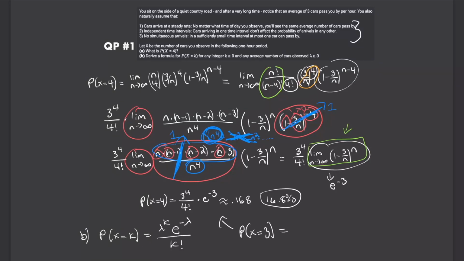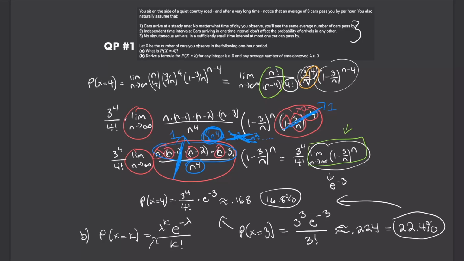So let's plug everything into this equation right here. My lambda is 3. My k in this case is also 3. I have e to the power of -3, and then I divide that by 3 factorial. And when I plug that into a calculator, I get roughly 0.224. So that's going to be about 22.4%. So you can see that it is higher than over here, which is what we would expect.